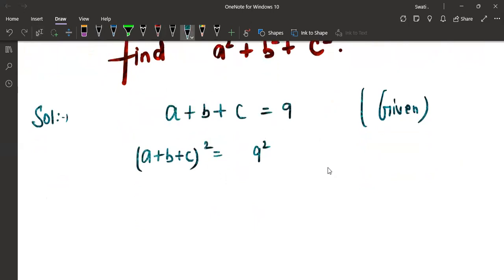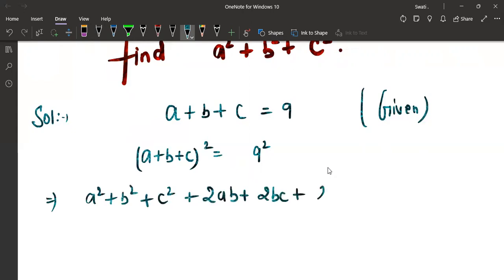As soon as you see this a plus b plus c whole square, you are going to use the formula, because it is not numbers like this. So I'm going to write down the formula directly here, but make sure when you are doing your exam papers, you are also using the formula or writing the formula on the side. So this will become a square plus b square plus c square plus 2ab plus 2bc plus 2ca equals 9 square, which is of course 81.